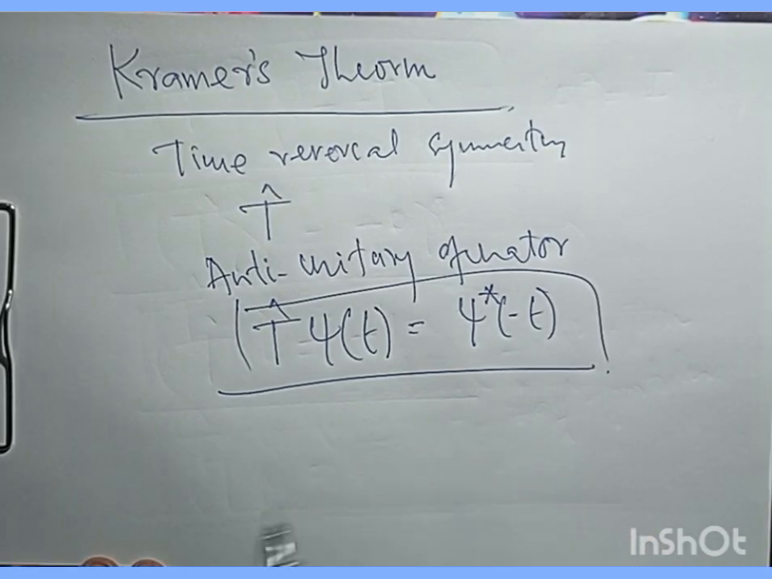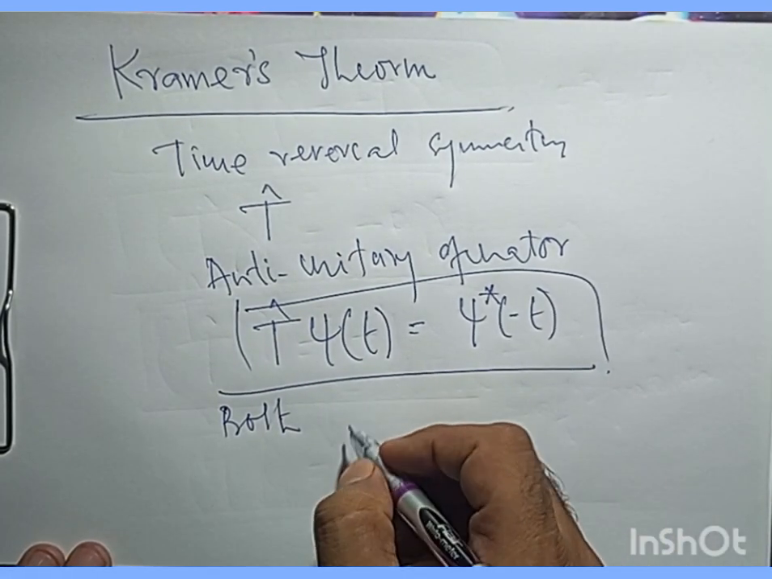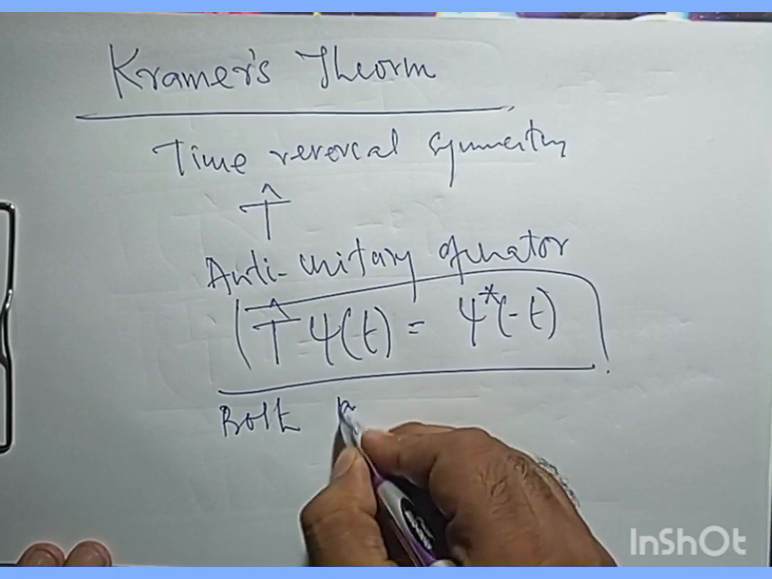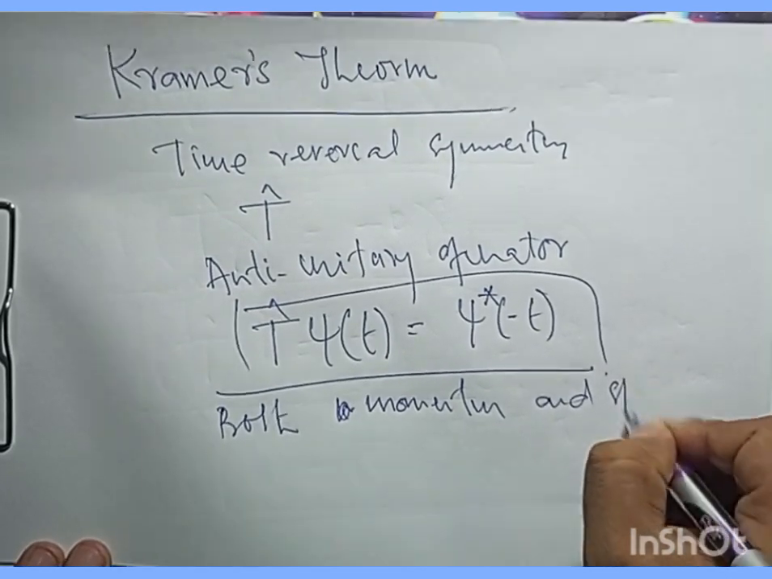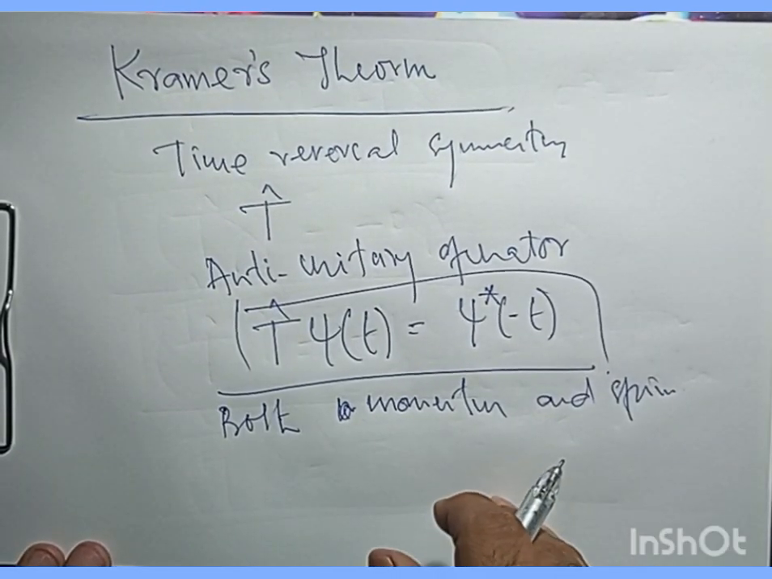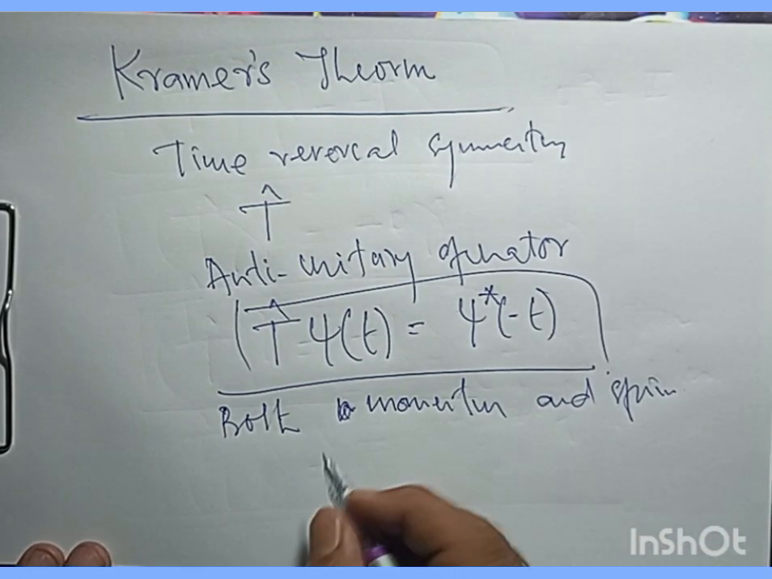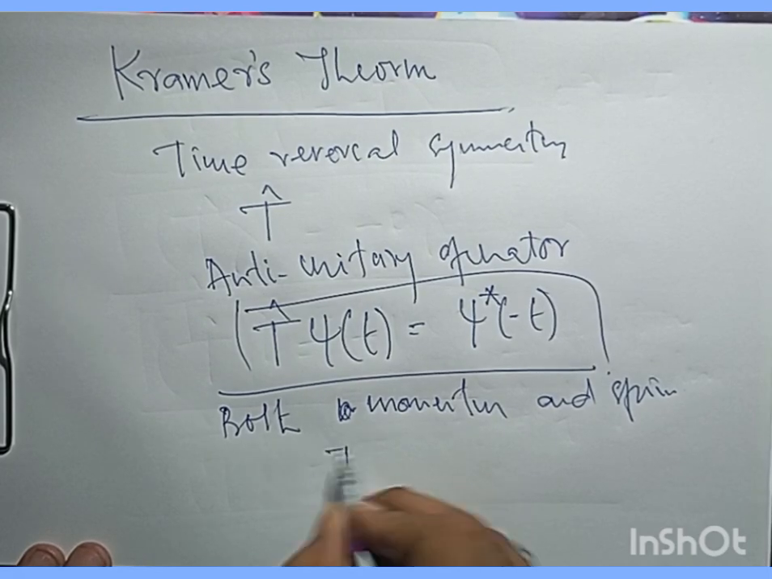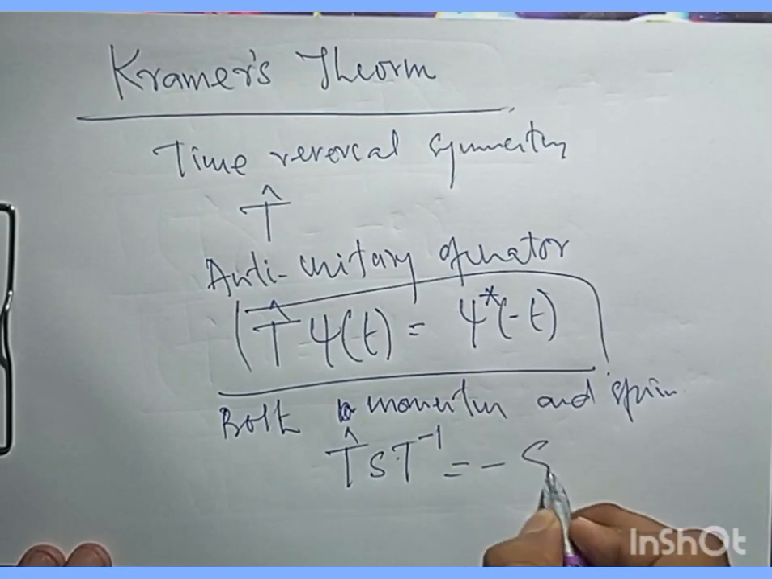Now, for particles with half integer spin, time reversal symmetry behaves in a unique way. This time reversal flips the direction of both linear momentum and spin angular momentum. What does that mean? That means it reverses the sign of the angular momentum. So suppose I have the spin angular momentum S, and I use T cap on this, T S T inverse, what I get is minus S.